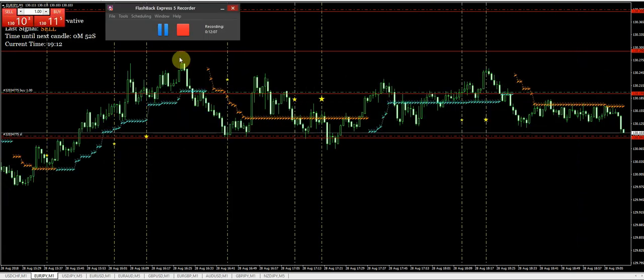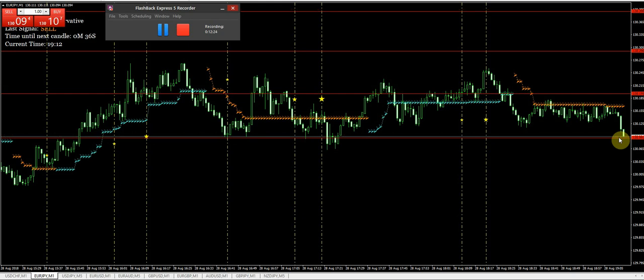All right, guys, as you can see here, we're on Euro Japanese yen, and it looks like we're about to get stopped out. Very close. This will be minus 10 pips if it hits our stop. All right, that's minus 10 pips on Euro Japanese yen. Let's see how our USD Swiss franc is doing.